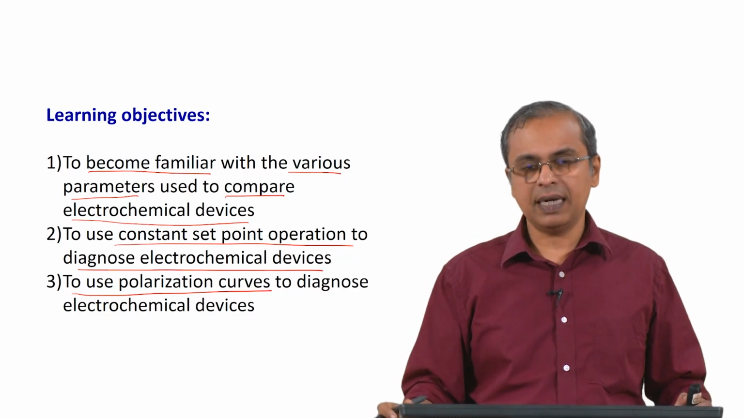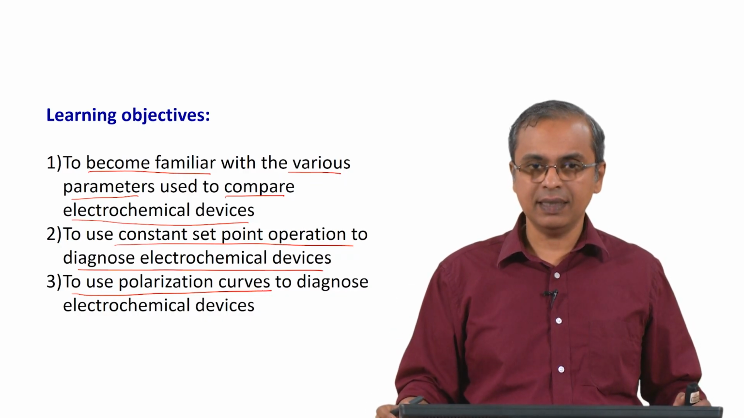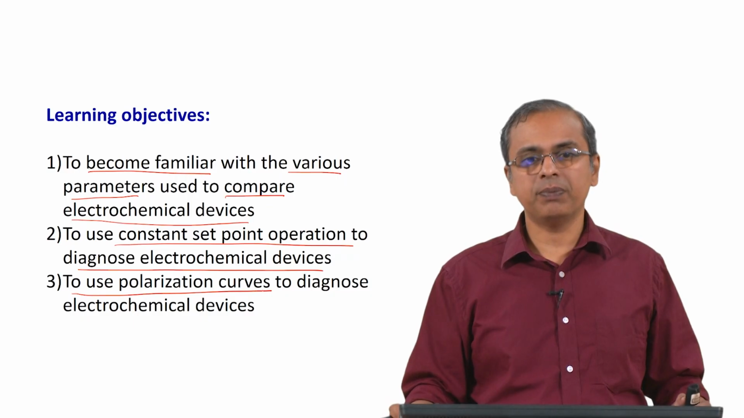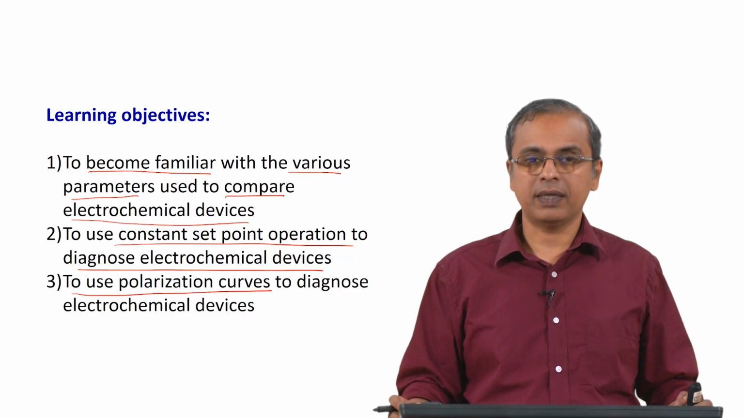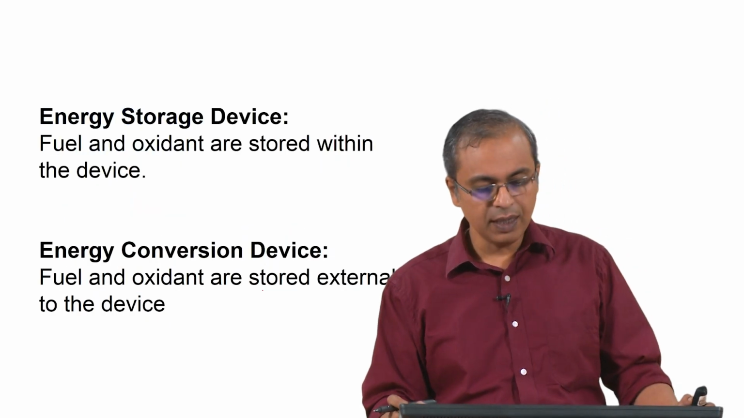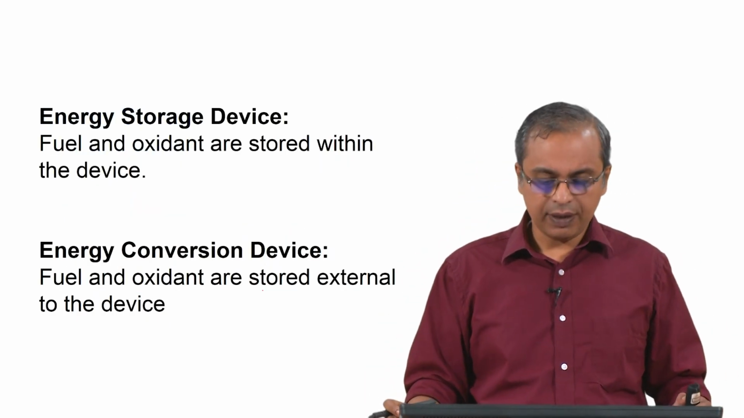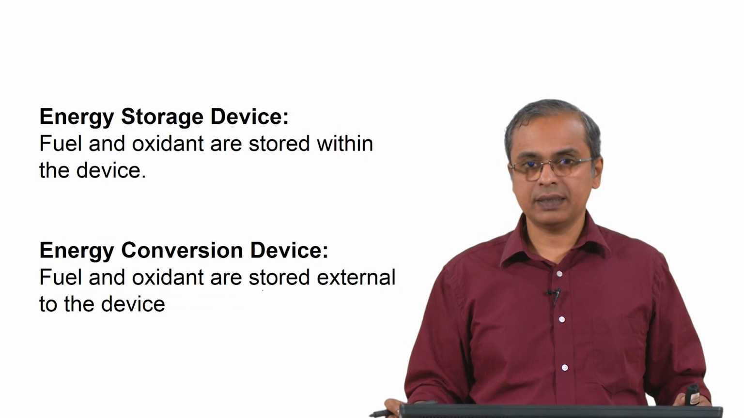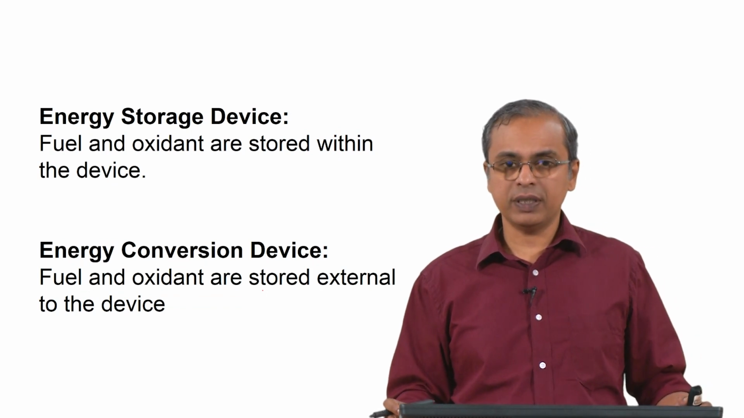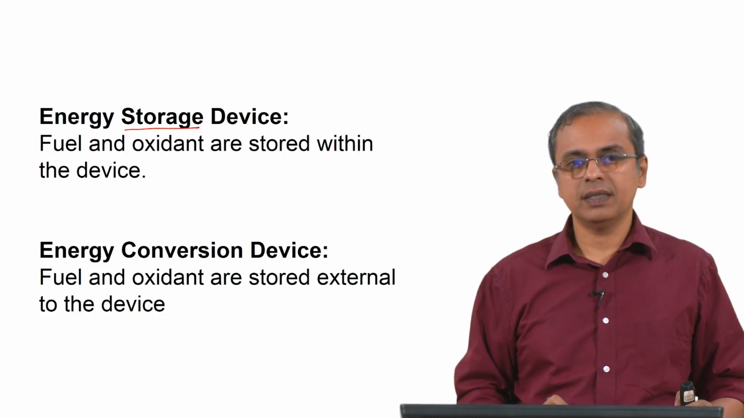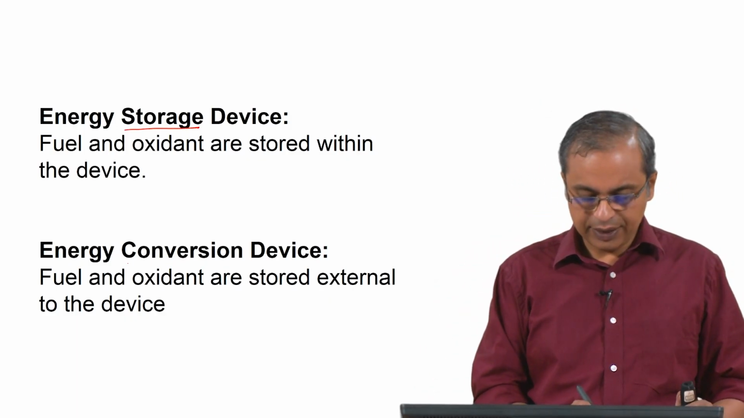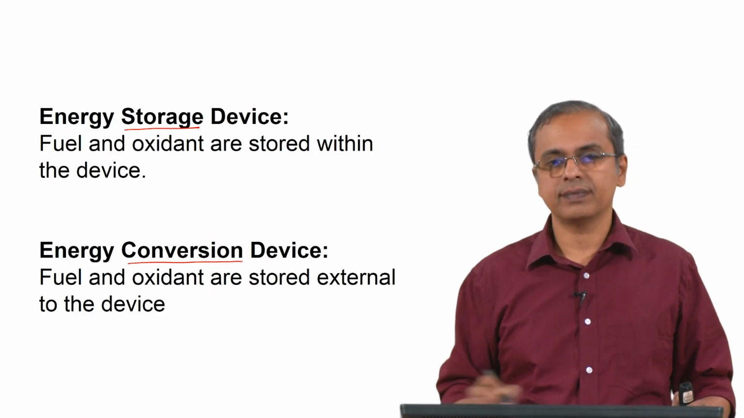As we proceed with the class, we will try to address these things. We will start by first trying to become familiar with various parameters that are being used to describe electrochemical devices. In this context, it is of interest first of all to get a sense for two terms: the idea of an energy storage device, and the idea of an energy conversion device.